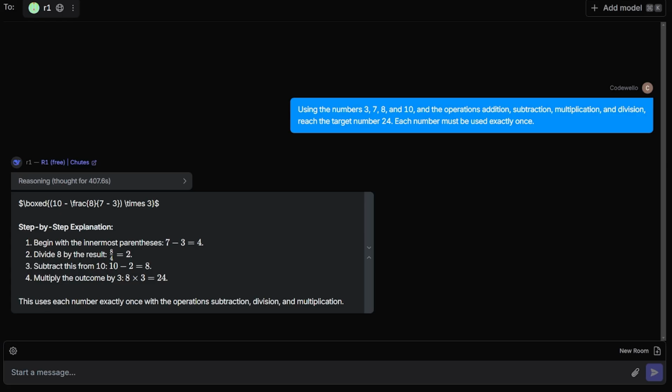For this question, which is number 4, using the numbers 3, 7, 8, and 10, and the operations addition, subtraction, multiplication, and division, reach the target number 24.